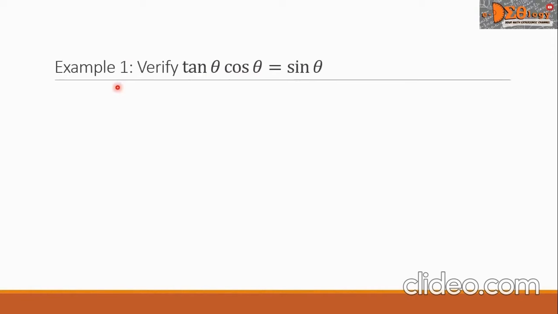Let us have example 1. Verify tangent theta cosine theta equals sine theta. We can see in this problem that the right hand side is already simple, so we are going to simplify the left hand side to make it equal to the right hand side. I will copy the left hand side member. Again, this is tangent theta cosine theta. I am going to convert all functions into sine or cosine. So the tangent theta here, I will convert into sine or cosine function. The cosine theta is already a cosine, so I will leave it as it is.